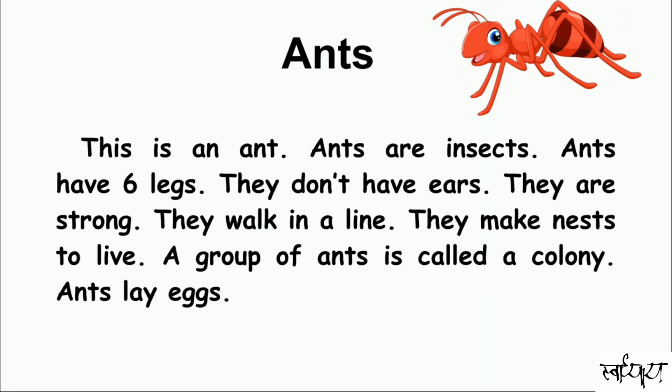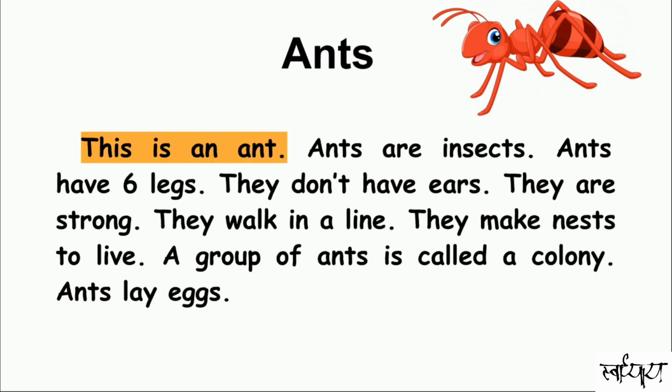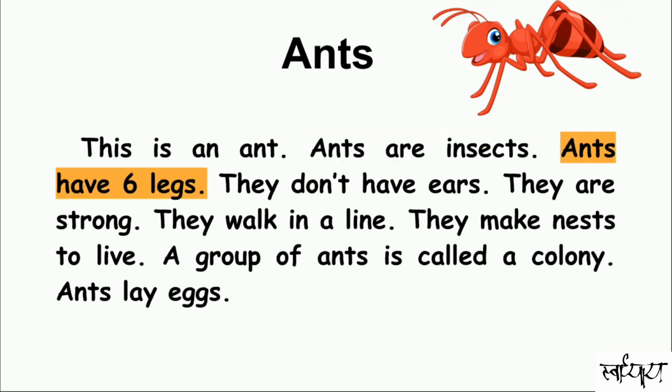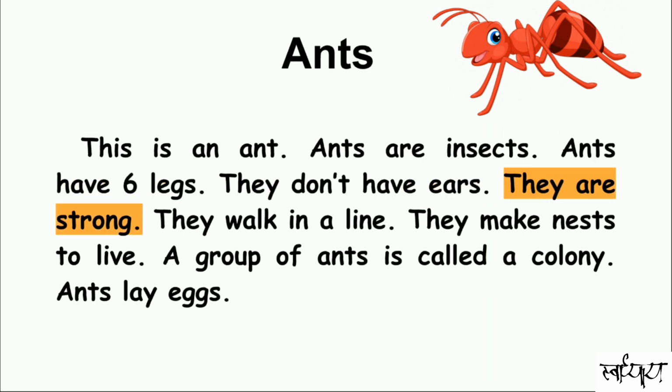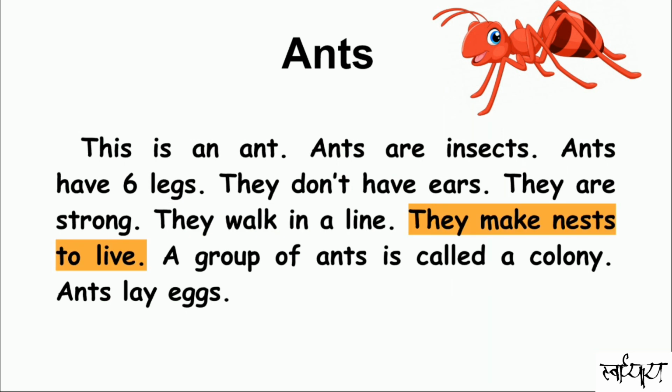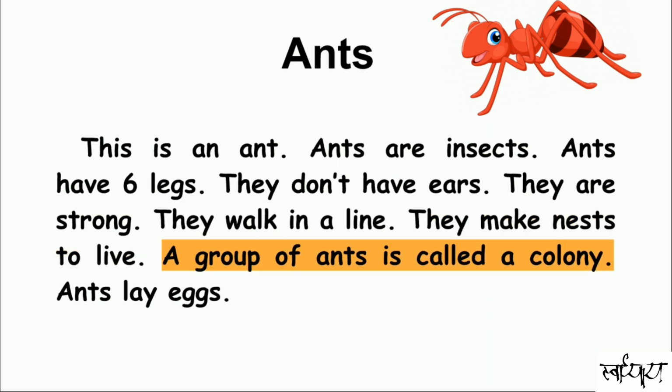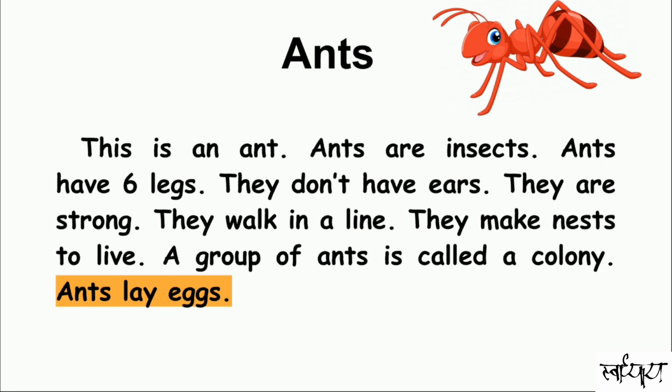Let's read it one more time. This is an ant. Ants are insects. Ants have 6 legs. They don't have ears. They are strong. They walk in a line. They make nests to live. A group of ants is called a colony. Ants lay eggs.